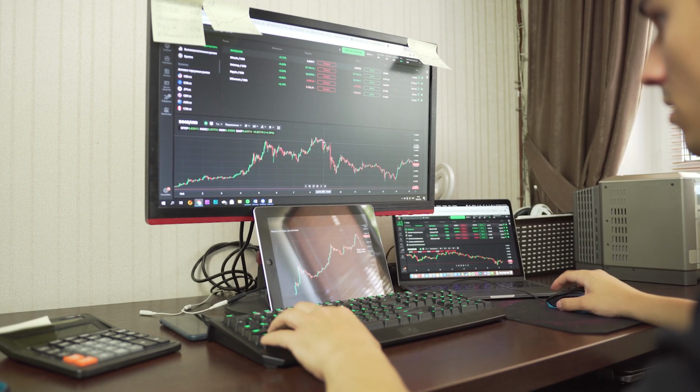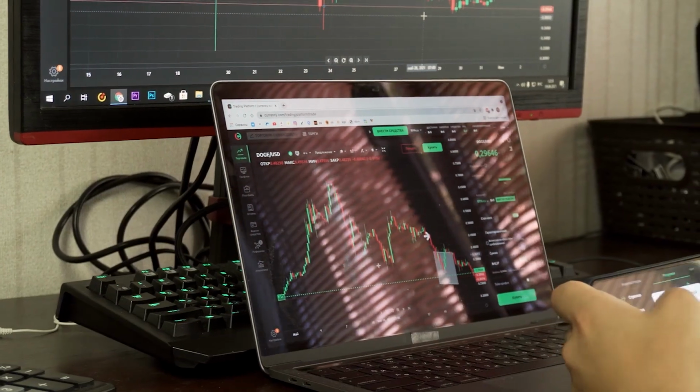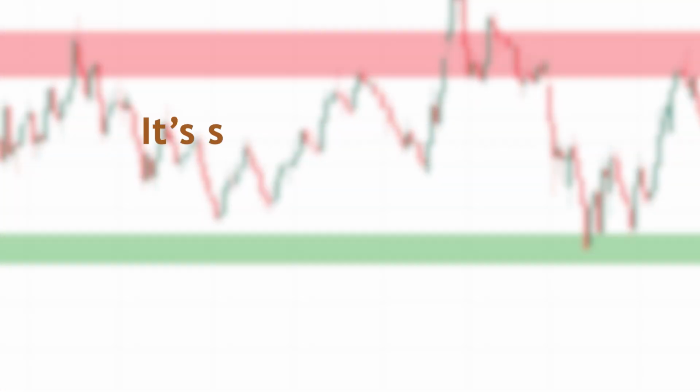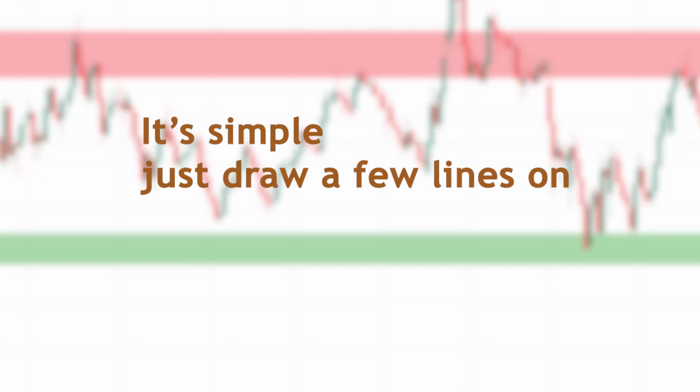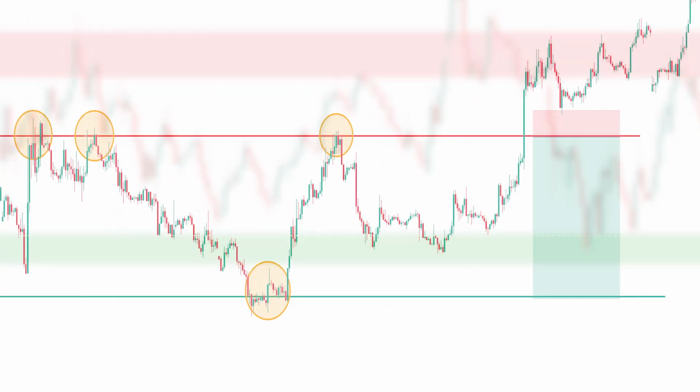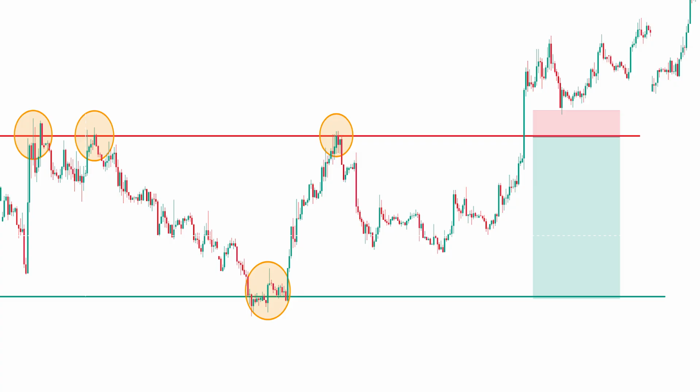Ask a beginner trader what support and resistance are. Most will say something like, "It's simple. Just draw a few lines on the chart." And that's it. But here's the truth. This is exactly where most traders go wrong.